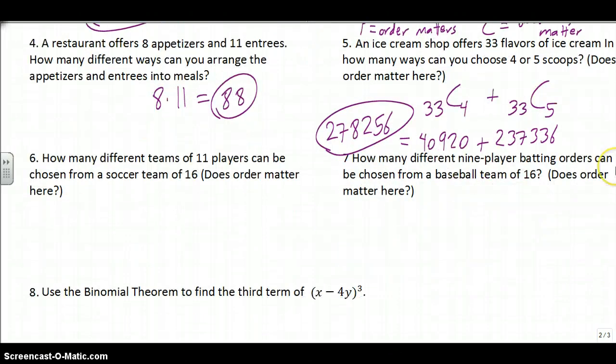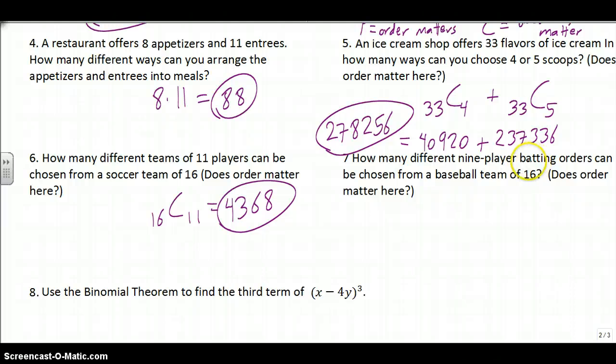Okay? Number 6, how many different teams of 11 players can be chosen from a soccer team of 16? Again, does order matter? Nope, because I'm just choosing 11 people out of 16, right? It doesn't matter technically what place they go to. So again, combinations. So you do 16 combination 11. And you type that in your calculator and you get 4,368.